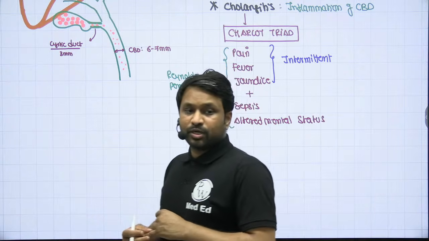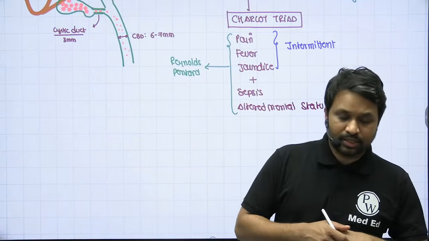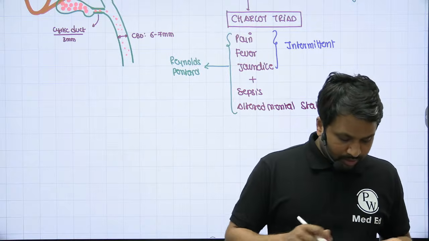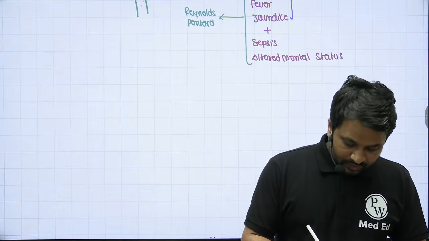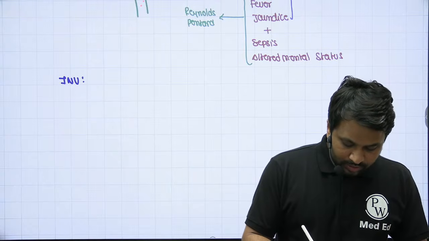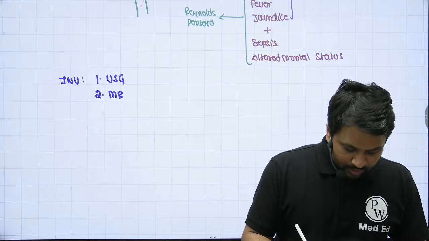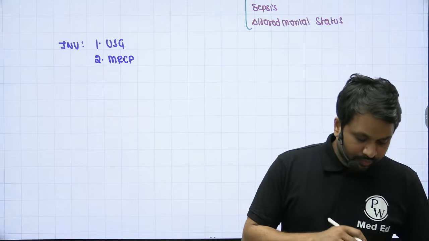So pain, fever, jaundice is Charcot's triad. If you add altered mental status and sepsis, it is going to be Reynolds' pentad. For cholangitis specifically, the investigation you can do is ultrasound of the bile duct and directly take the patient for MRCP.